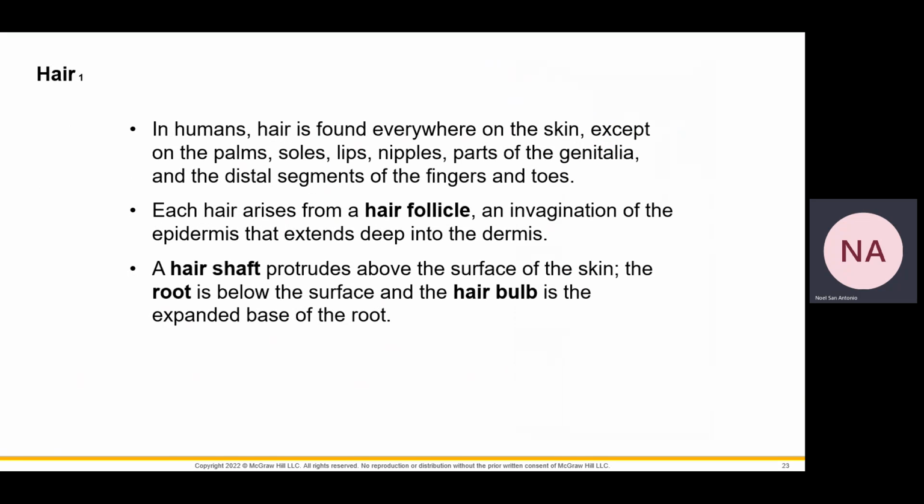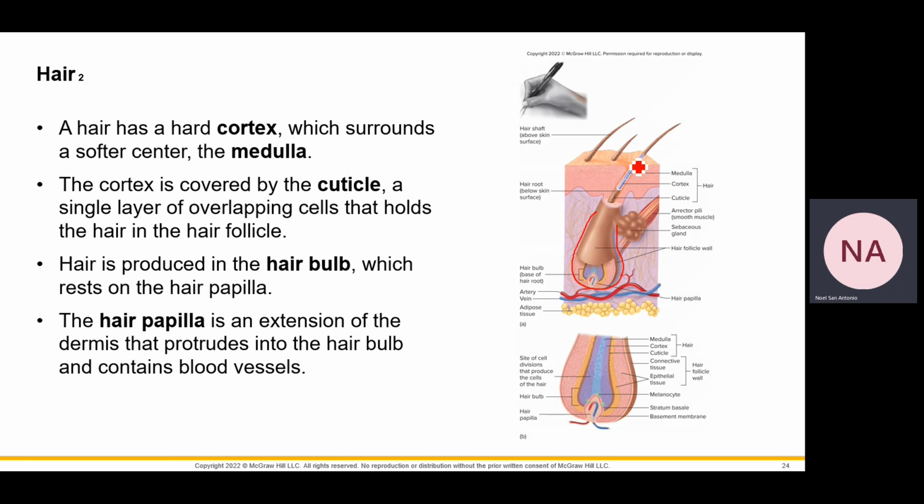There is no hair follicle in those parts of the body that we have mentioned. So what is a hair follicle? It is an invagination of the epidermis that extends deep into the dermis. Di ba? Makikita nyo, sa epidermis, there's an invagination, pero, ayan, nag-extend hanggang dun sa dermis.